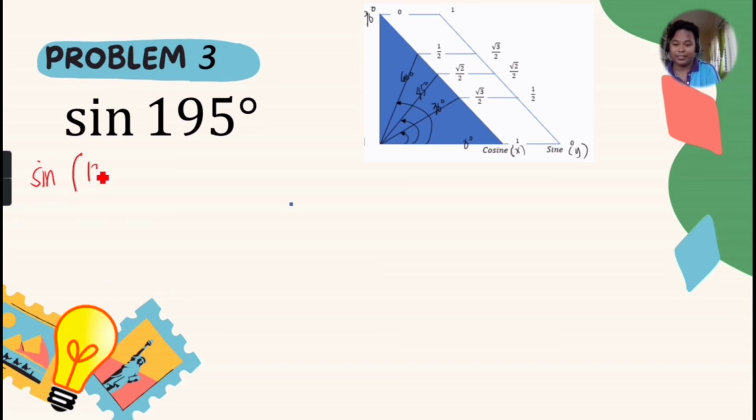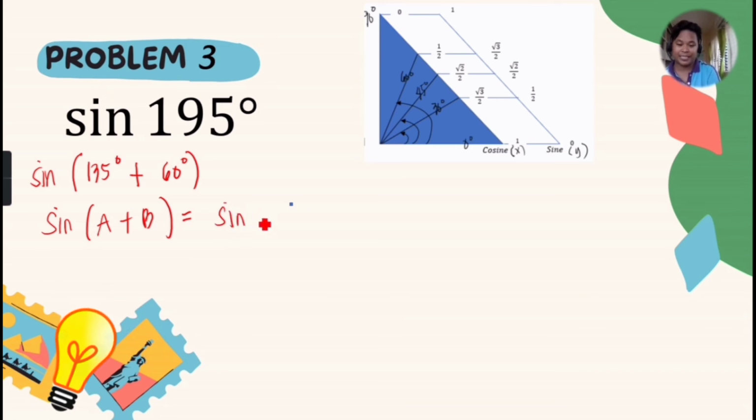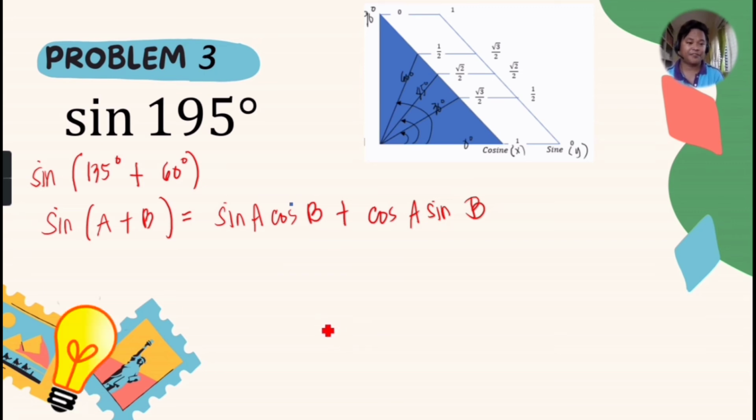So we're going to use sine 135 degrees plus 60 degrees. And we're going to use the sine of the sum of the two angles, A plus B, is equal to sine A cosine B plus cosine A sine B. So we're going to find the value of sine 135 and its cosine.